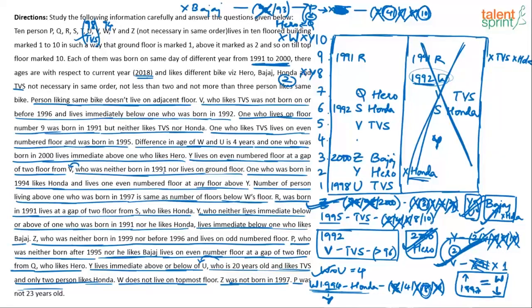TVS 1995, you know, 8th floor or 10th floor. V 1992 is done, right? V was after 96. What are the years after 96? 97, 98, 99 and 2000. 98 and 2000 are gone. So what is the possible year for V? See, V was greater than 96. Greater than 96 is 97, 98, 99 and 2000. But 98 is for U, 2000 is for Z. So V should be 97 or 99, one of these two.